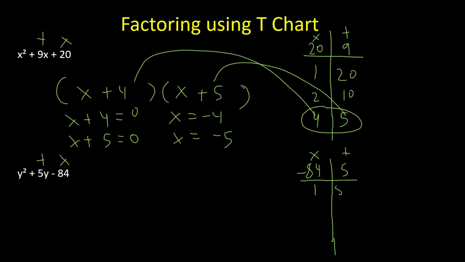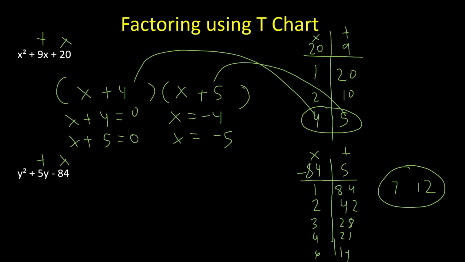We go 1 and 84, 2 and 42, 3 and 28, 4 and 21, 6 and 14, and then we're going to have 7 and 12. Next is that we have to figure out which one can add to positive 5. I know it's going to be the very last one.